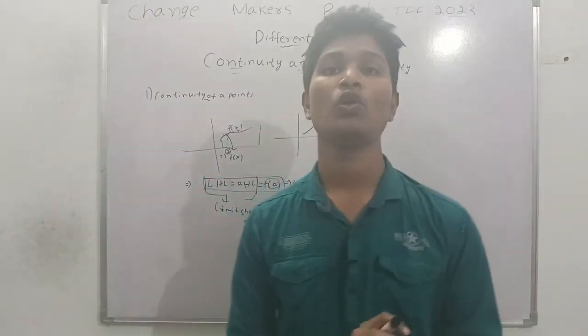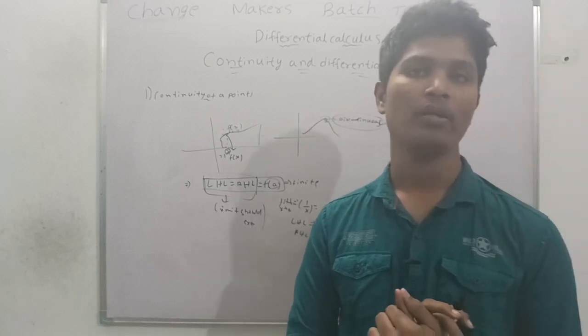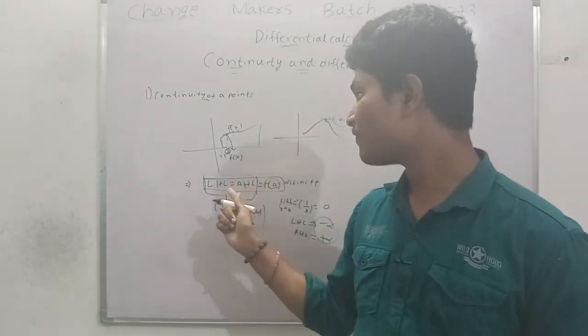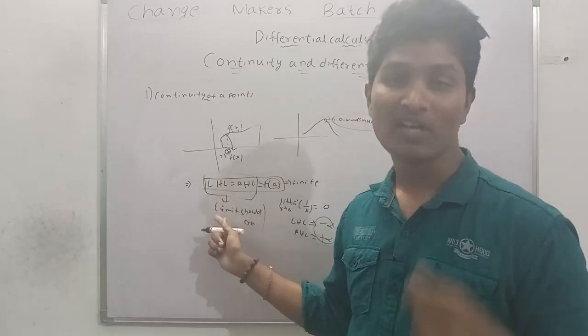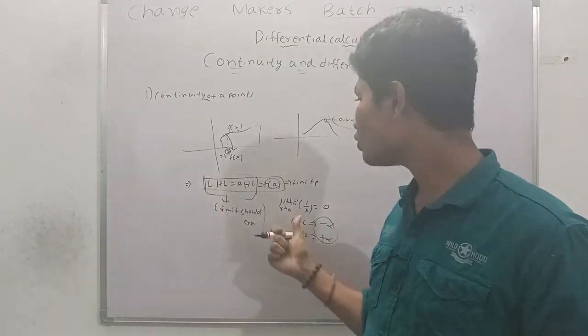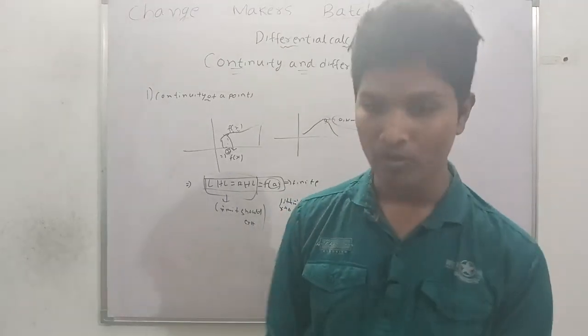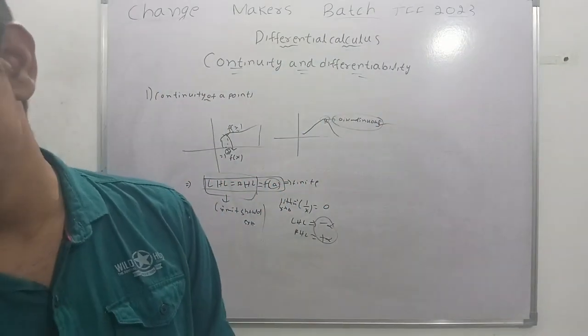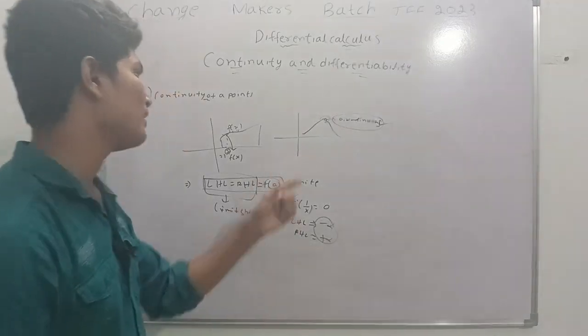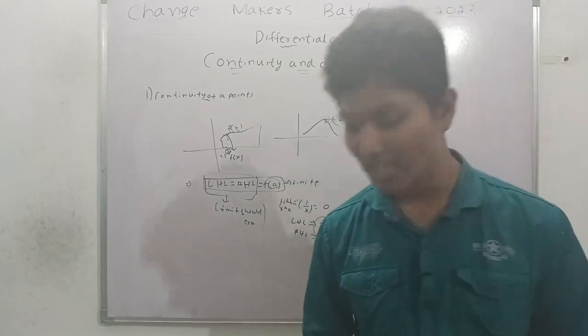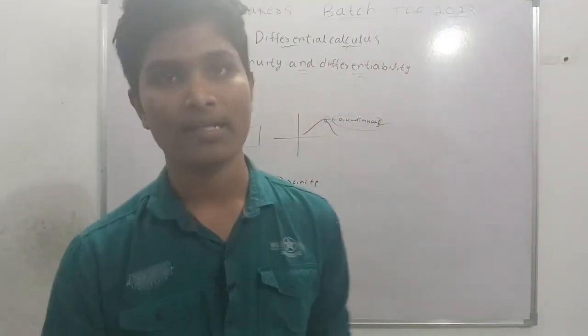The main thing is to check the continuity at a point. It is very important for you. You have to check first whether the limit exists or not. After checking that the limit exists, you have to equate it with the function value, whether it is equal or not. If it is equal to the function value, you can easily say that the function is continuous. But if the function value is not equal, you can say the function is discontinuous.